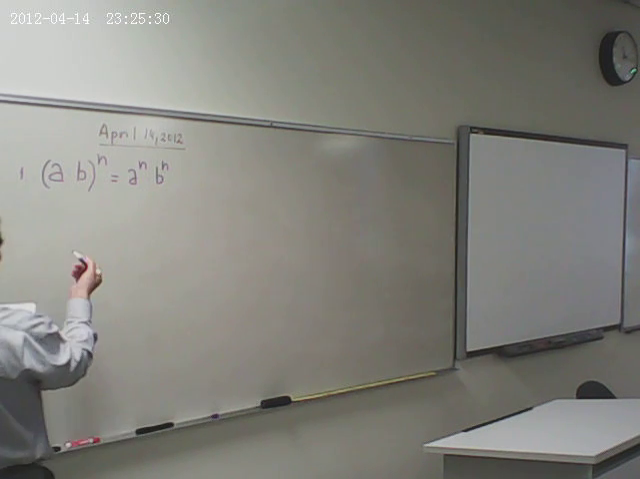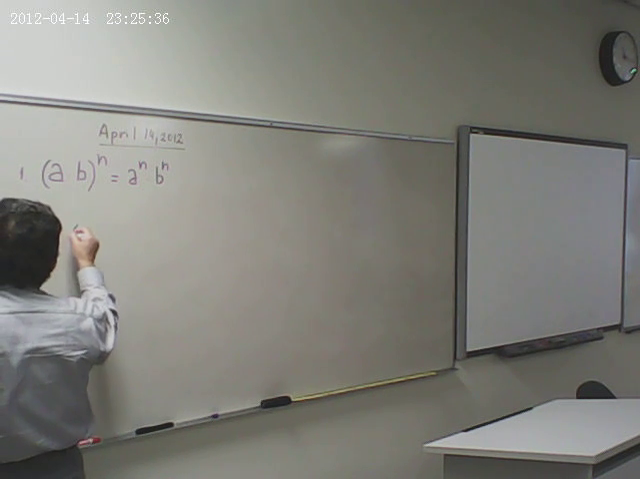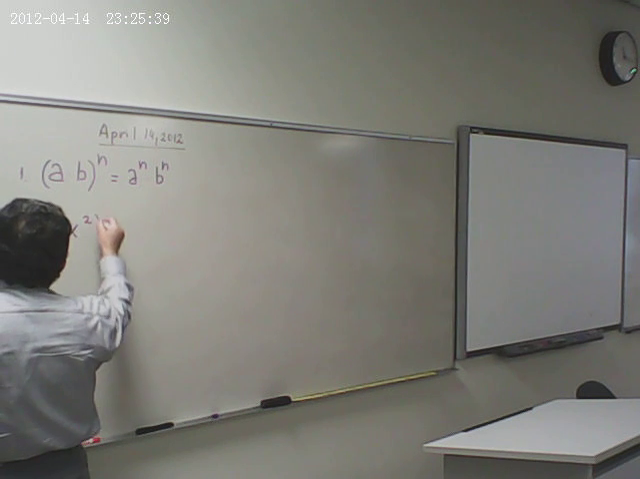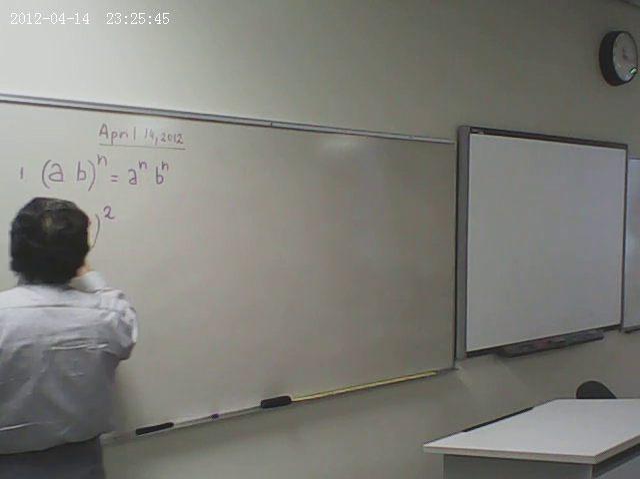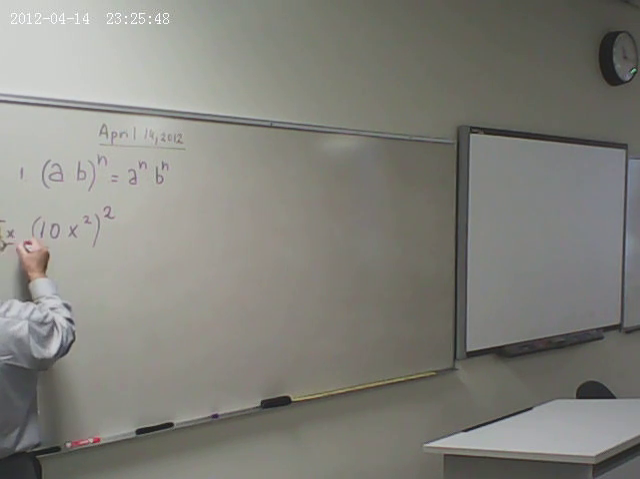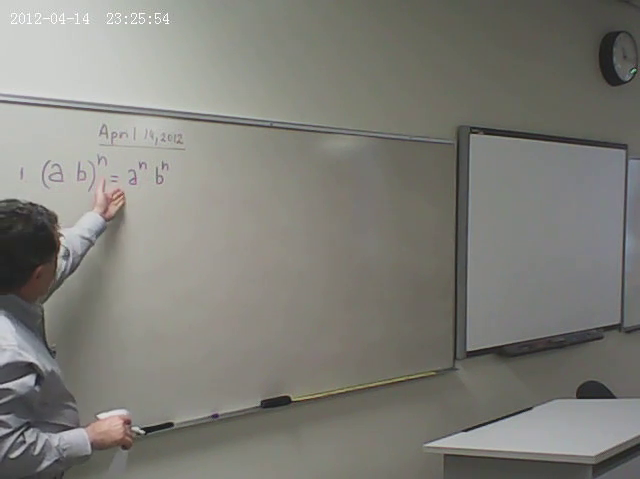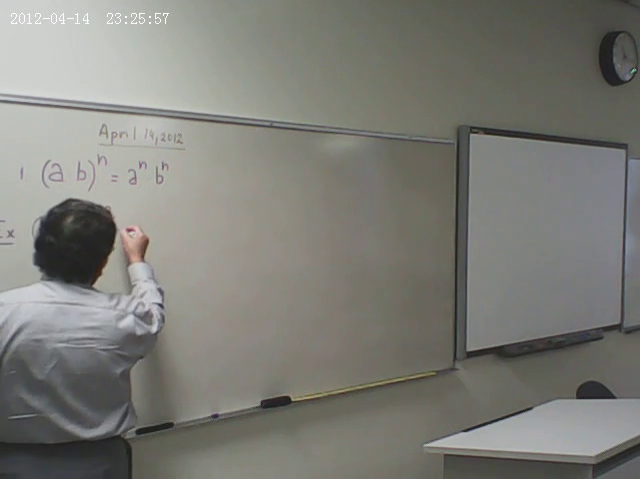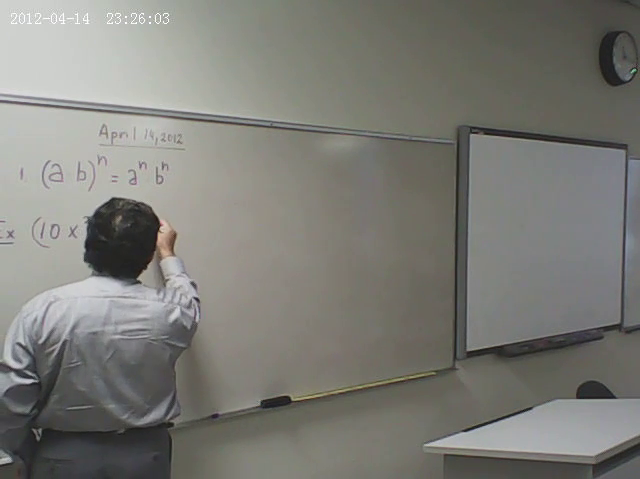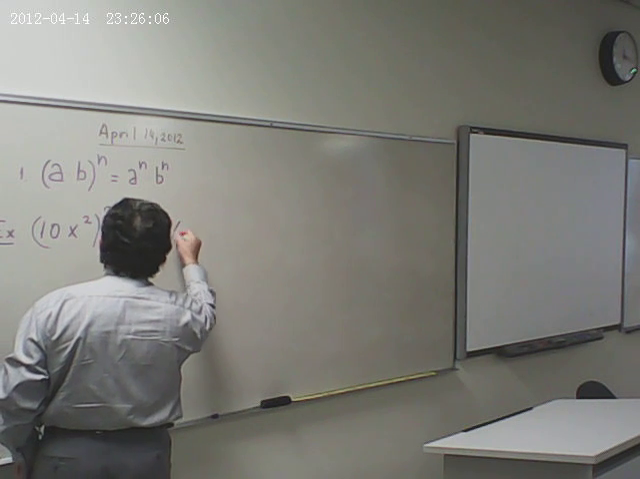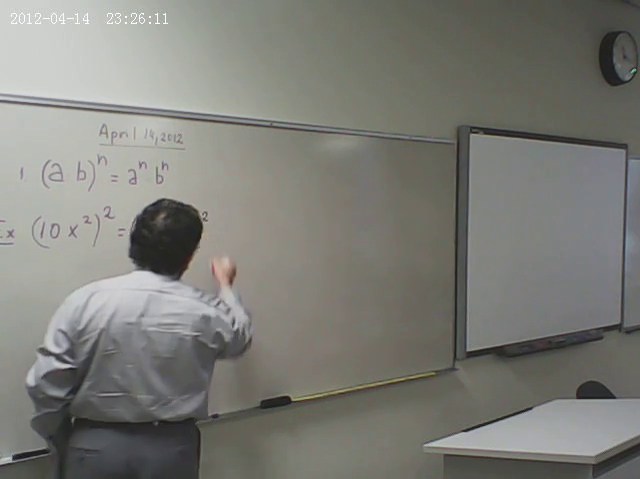I'm going to give you an example. Like, for instance, 10x to the second power raised to the second power. So this is the left-hand side of this identity. According to this rule, I can write it as it is. The first factor is 10 itself, right? 10 to the second power, and then the second factor is variable, x to the second power raised to the second power.